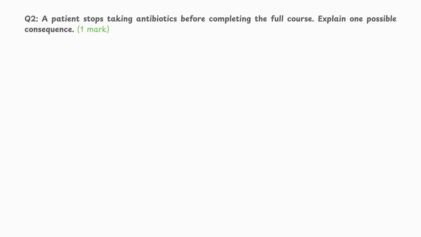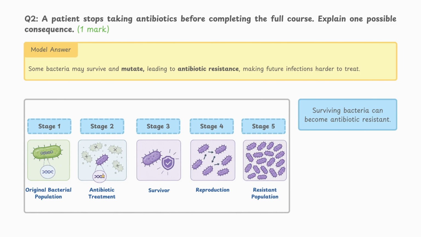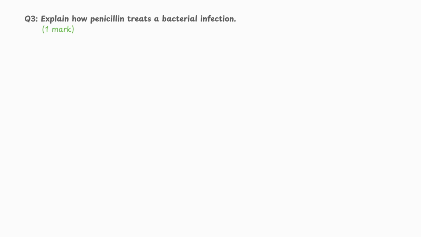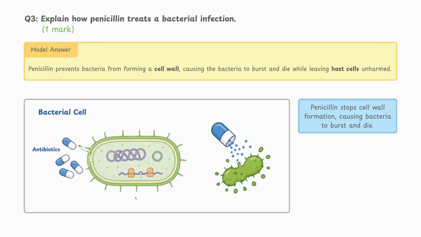Question number 2. A patient stops taking antibiotics before completing the full course. Explain one possible consequence. Some bacteria may survive and mutate, leading to antibiotic resistance, making future infections harder to treat. Question number 3. Explain how penicillin treats a bacterial infection. Penicillin prevents bacteria from forming a cell wall, causing the bacteria to burst and die while leaving host cells unharmed.